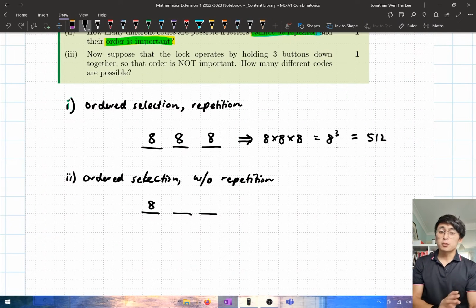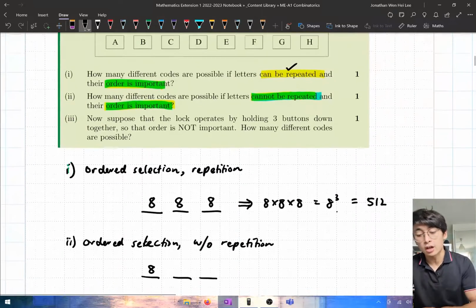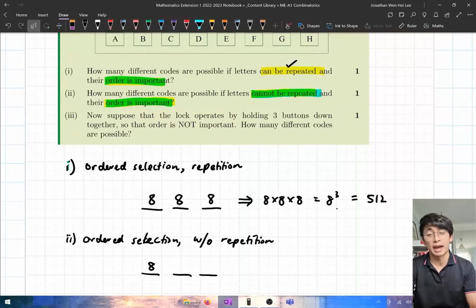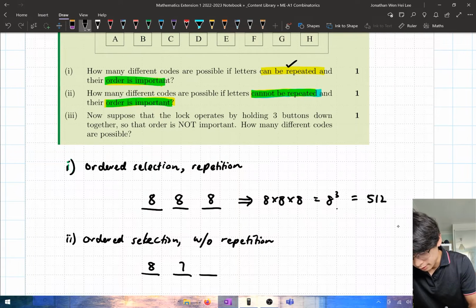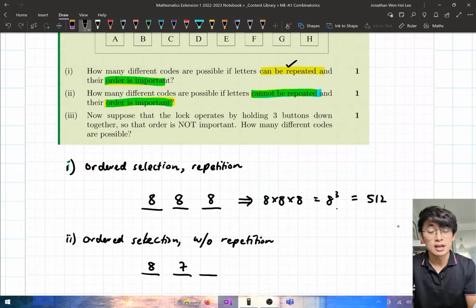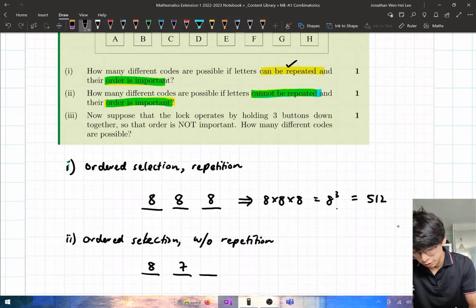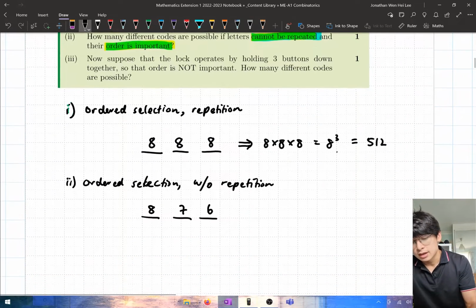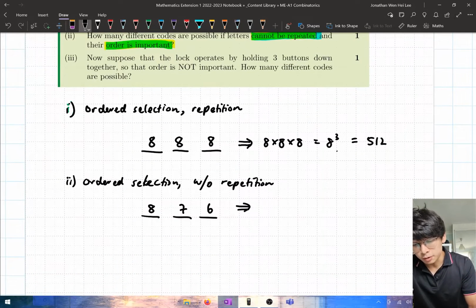In the first spot, I've actually selected one letter, and that means in the second spot, one letter is gone from the selection. I can't use it. So let's say in the first spot I have A. That means I can't use A in the second one. So how many possible options are there? Well, there are 7 letters remaining, so this next one is going to be 7. After the second spot, I've removed 2 letters, so the third one is going to be 6. And so the total possible outcomes is 8 times 7 times 6.